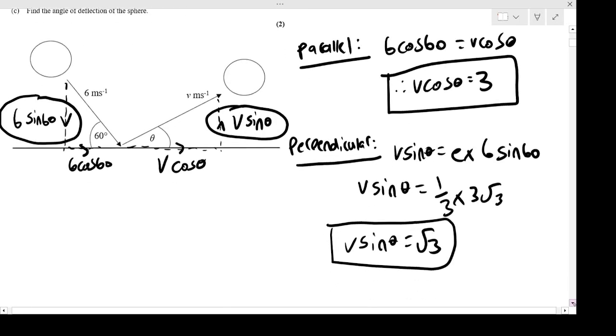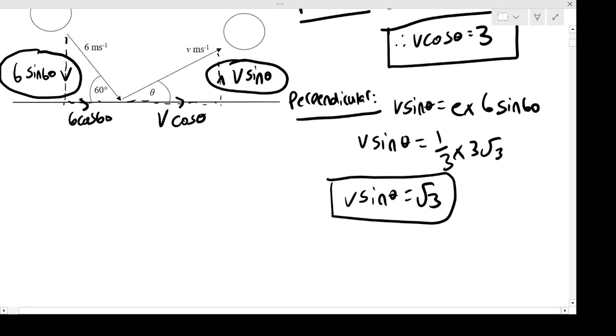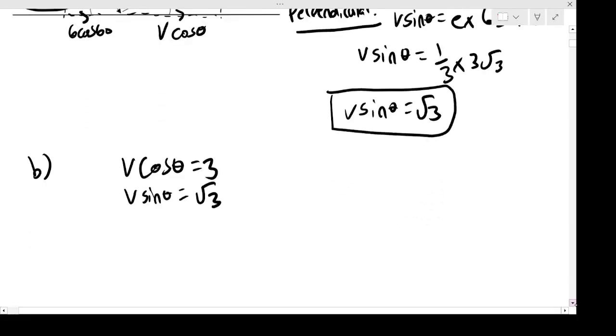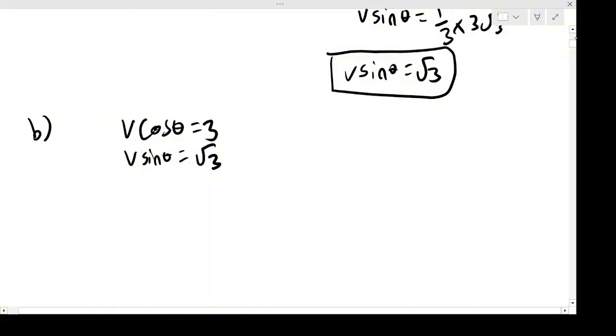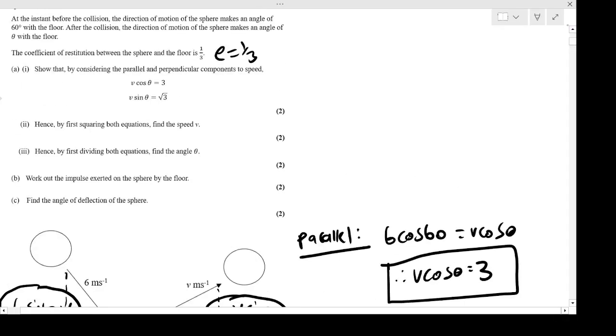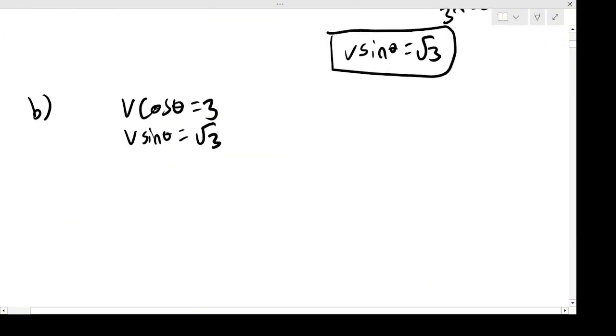So then we now need to solve these effectively to find v and theta. Okay, if I bring these two here, right, now we're going to solve them simultaneously. Now for the first part, they said, hence, by first squaring the equations, find v. So we need to square them first, okay? And we're always going to want to do this, okay?